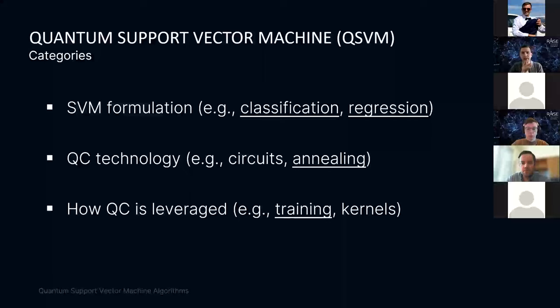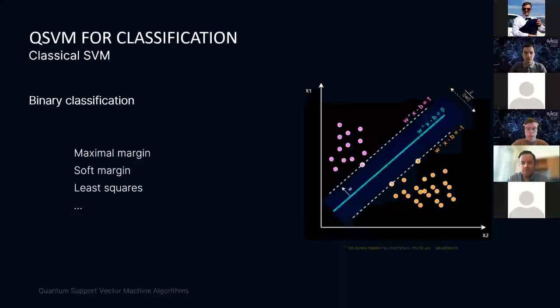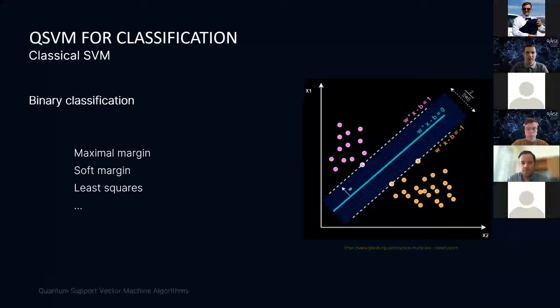In fact, we are considering both classification and regression SVMs, but we are leveraging quantum annealing, so the specific technology provided by D-Wave, for enhancing the training of these models. So we are basically proposing quantum algorithms for training. So this is the idea.